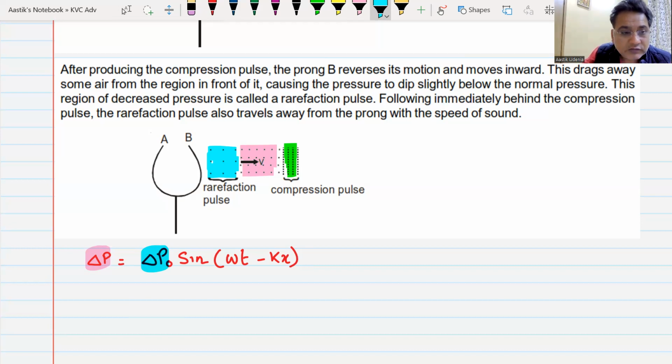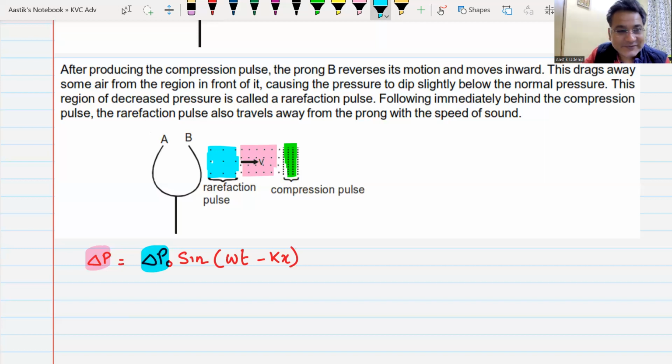Yes, sir. This is how you write the equation of a sound wave in terms of the difference in pressure. Remember, it's not the pressure, it is the difference in pressure. Delta P is not the pressure at any point, it is the difference between the pressure at that point and atmospheric pressure. We understand this? Yes, sir.